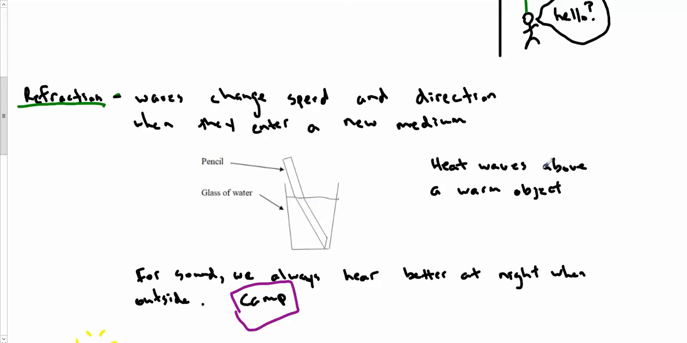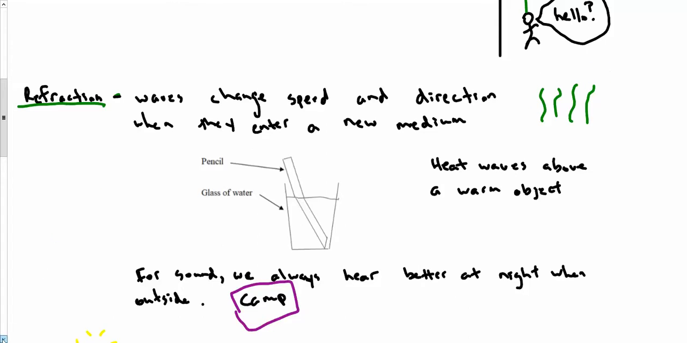Heat waves above a warm object, like above a barbecue, you've seen those on the ground, you've seen above a stove, you've seen those heat waves. That's because light travels at a different speed in the warm air than it does in cold air, and they're kind of mixing together above that warm object, so I get that wavy appearance.